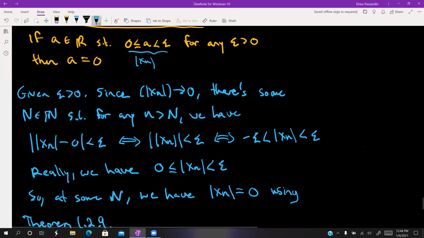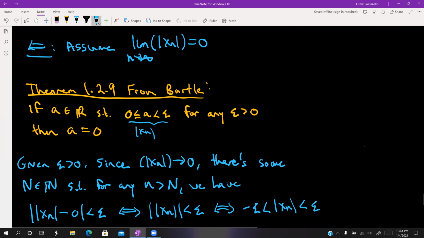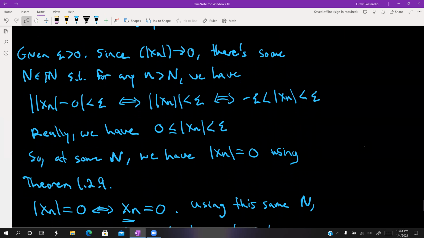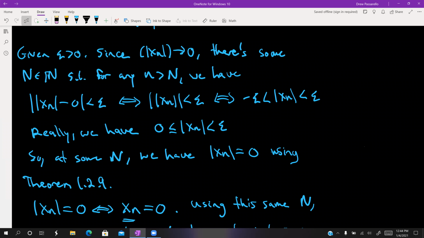All right, so again, for this direction, I assumed that the limit of the absolute value of the terms xn is 0. So given epsilon, there's some index capital N where for all the indices beyond that, we have the absolute value of xn minus 0 less than epsilon. Well, that's if and only if the absolute value of xn is less than epsilon.